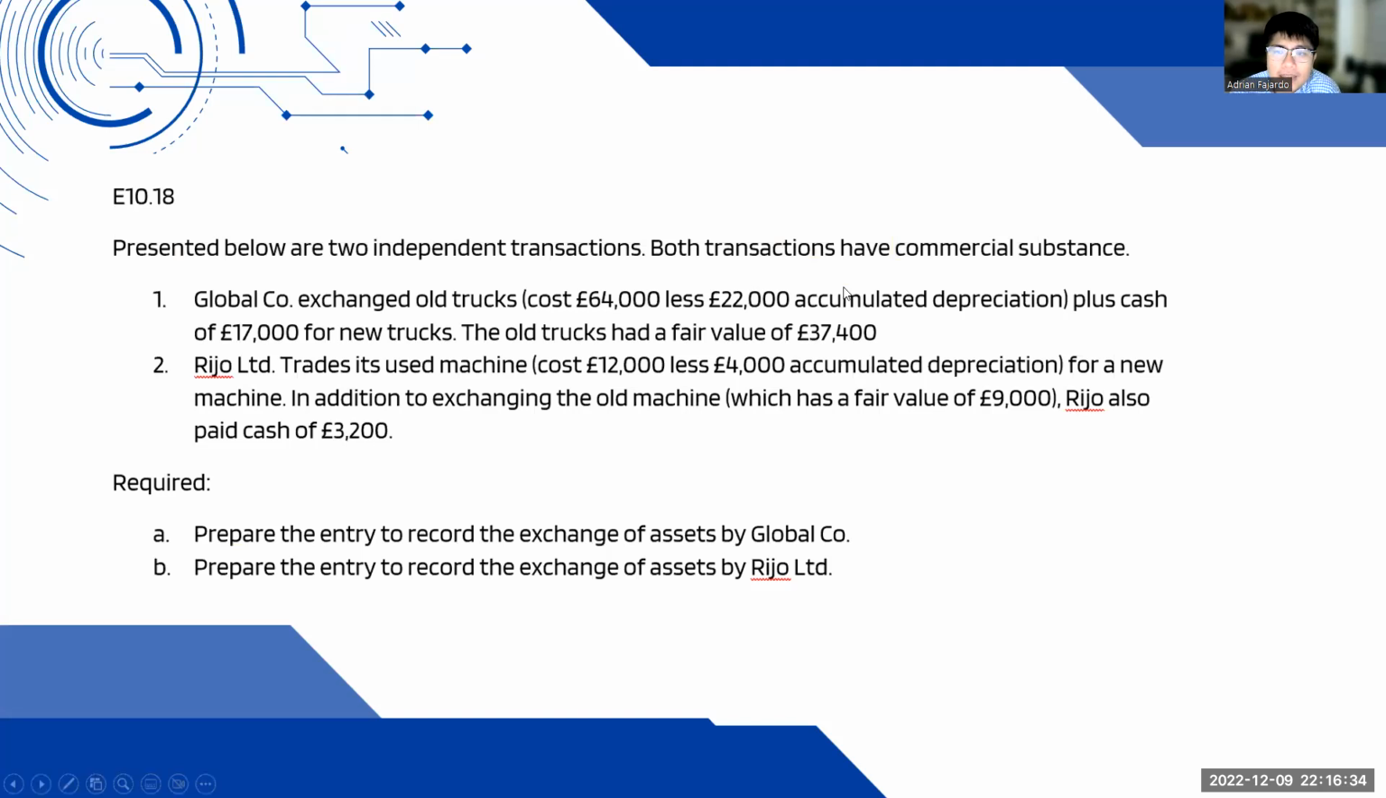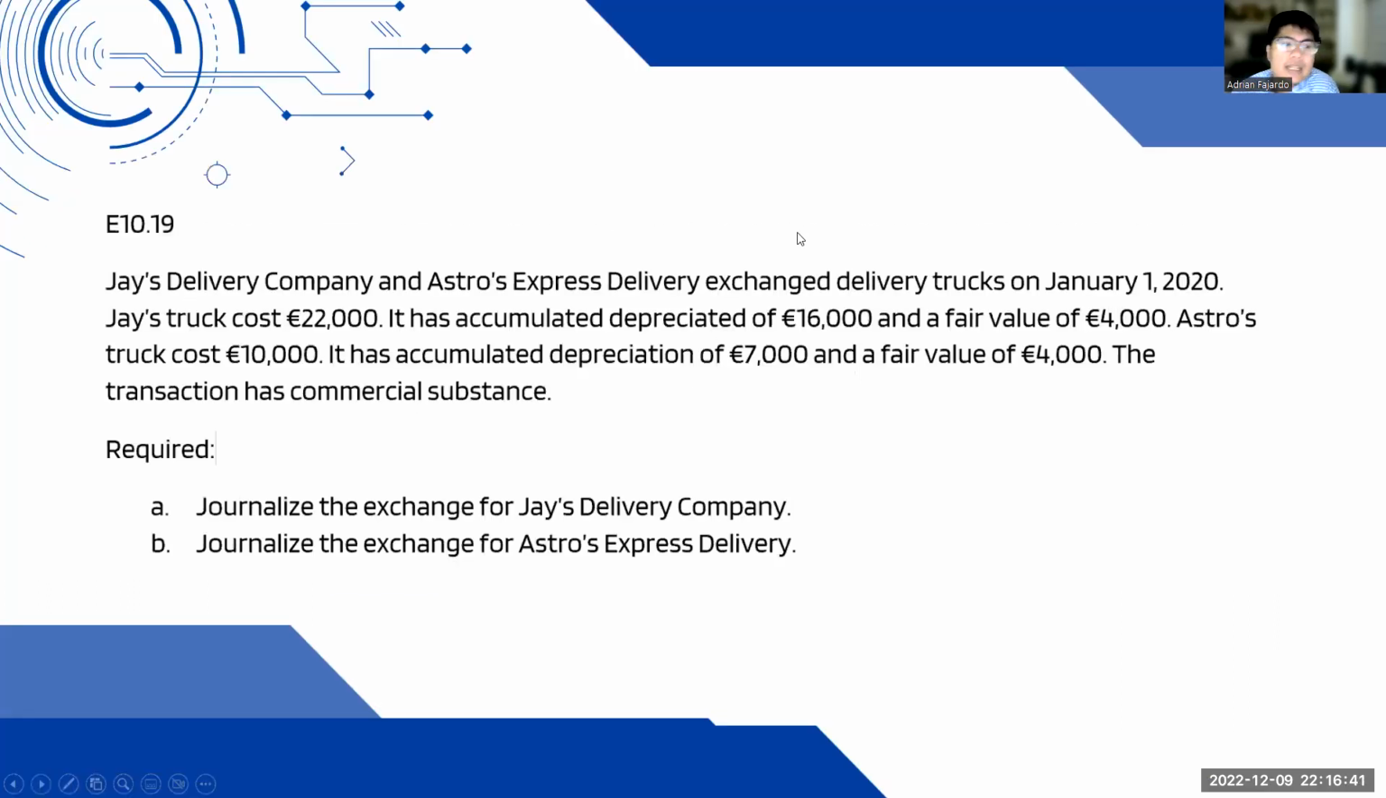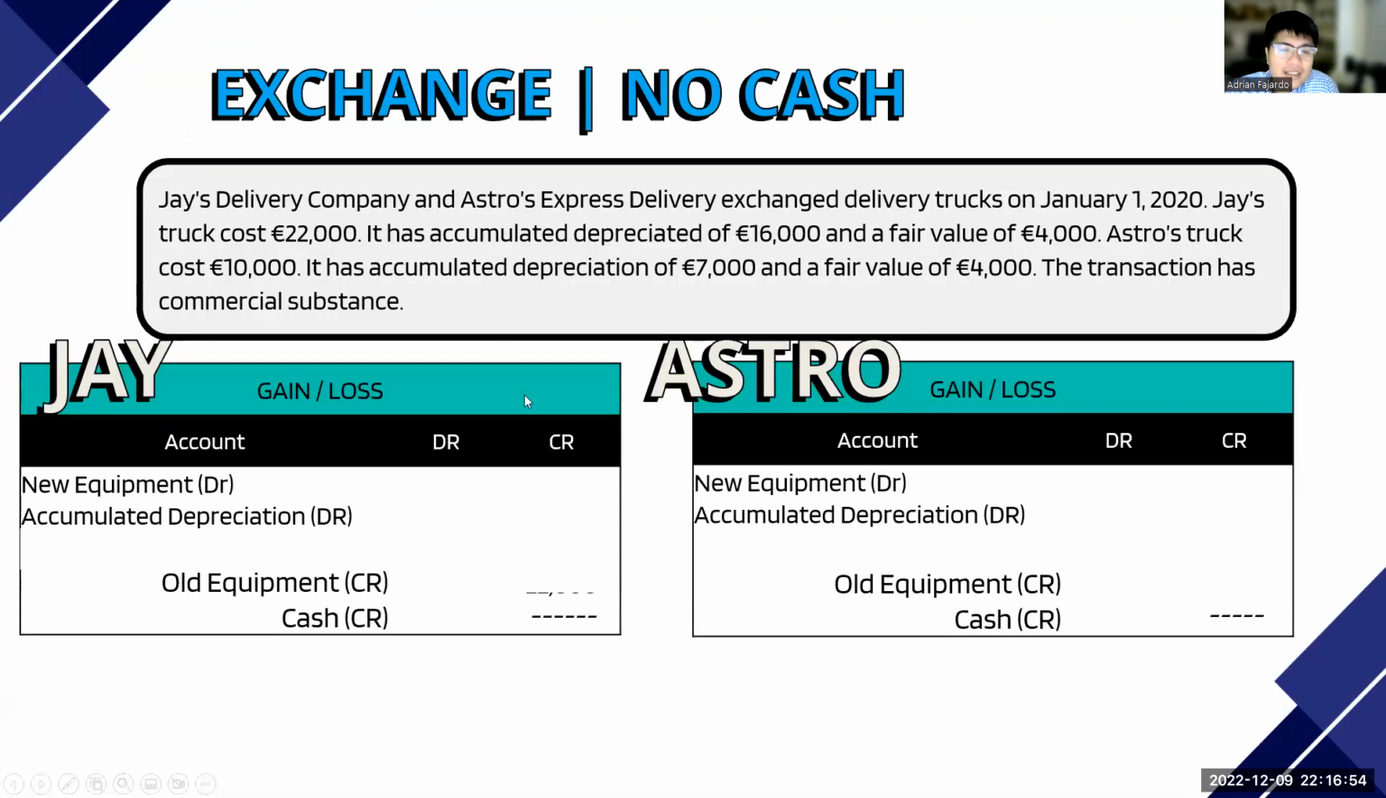The last topic is, what if may exchange na may commercial substance but there's no cash exchange? And that's basically the example of J and si Astro. Literally nag-exchange sila. Si J binigay yung equipment niya kay Astro, si Astro binigay yung equipment niya kay J. Ito, it's literally the same. You have similar journal entries with the same process, and then we're just gonna look into it, right? So look at the given and then plug and play lang, right?